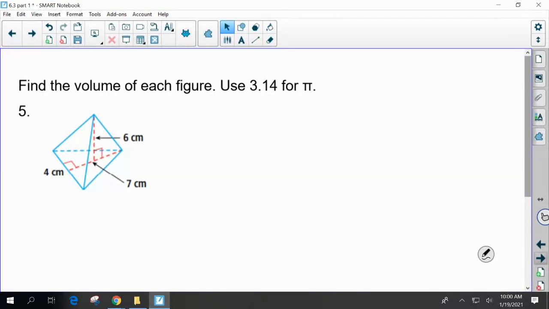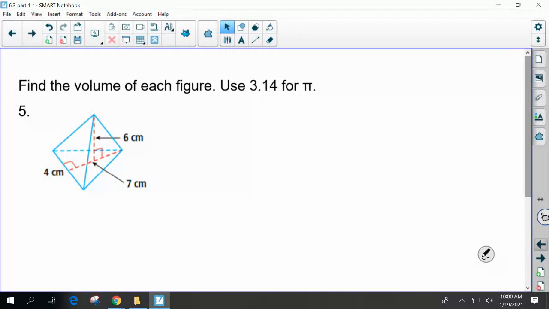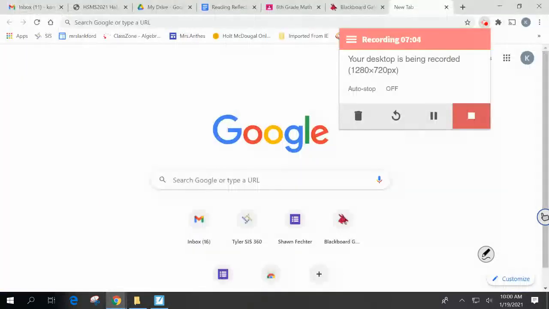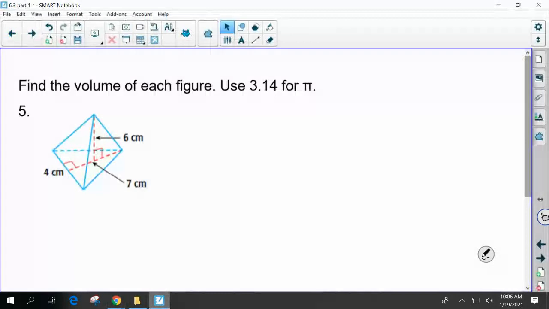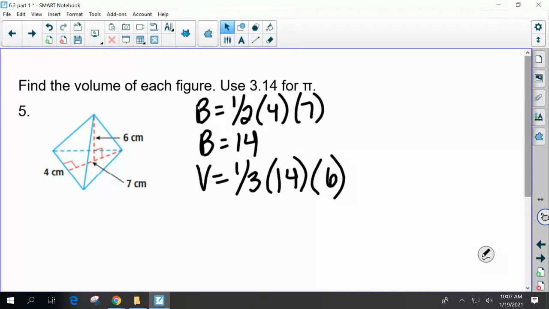And then I would like you to pause your video again and do number 6. What shape is that? All right, so for number 5, this is a triangular pyramid. So capital B would equal 1/2 times 4 times 7. So 4 times 7 is 28, and half of that would be 14. So then for the volume, I would take 1/3 times 14 times my height, which is 6. So my final answer would be 28 centimeters cubed for the volume.